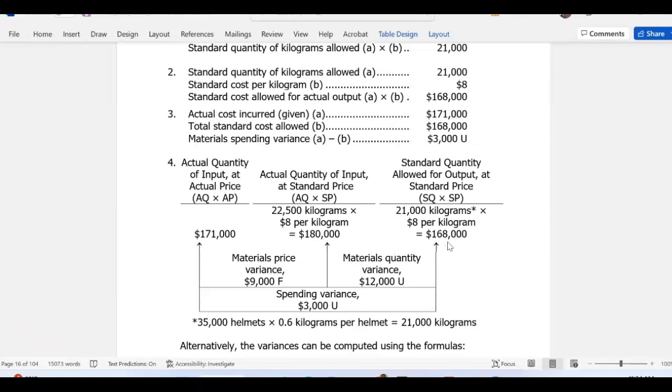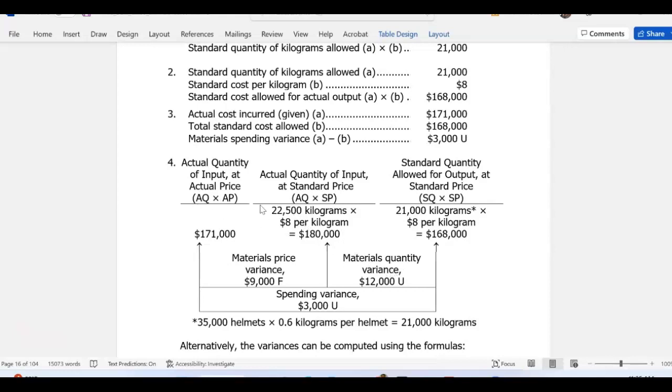168,000 should be standard, right? SS. You see here it says SS, SS. Standard, I was supposed to spend 168,000. Actually, I spent 180,000. So 168,000, I was supposed to spend, minus 180,000. That gives me $12,000 unfavorable, because my SS standard was 168,000, but actually I spent 180,000. And that's the material quantity variance.